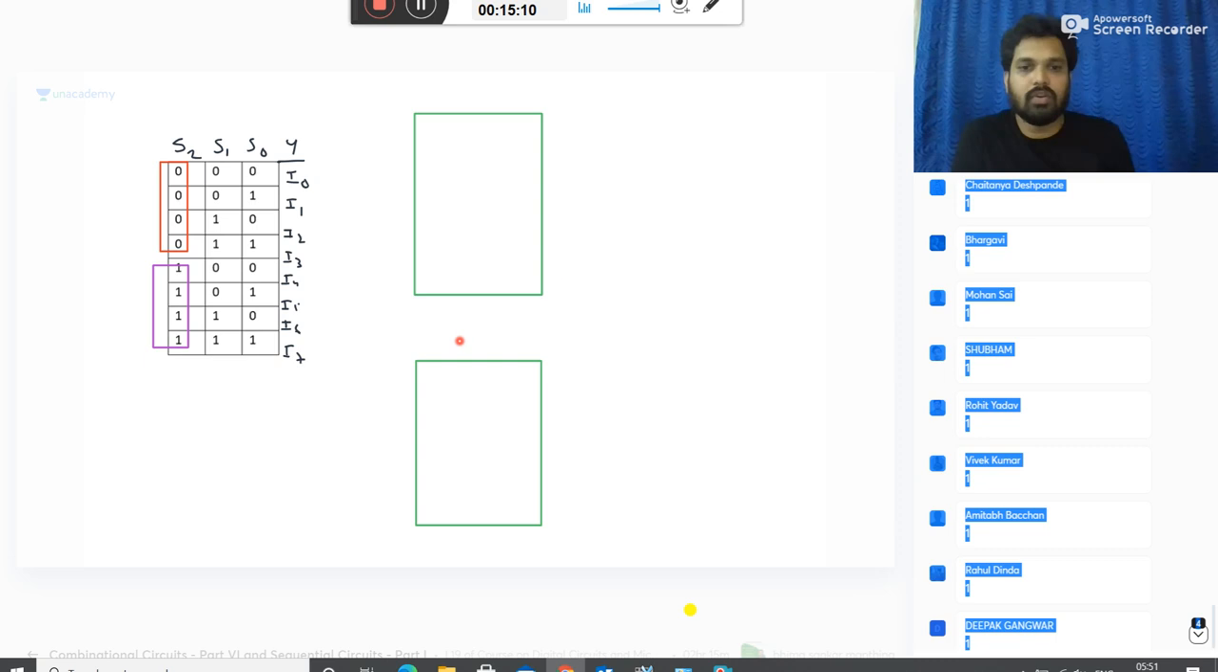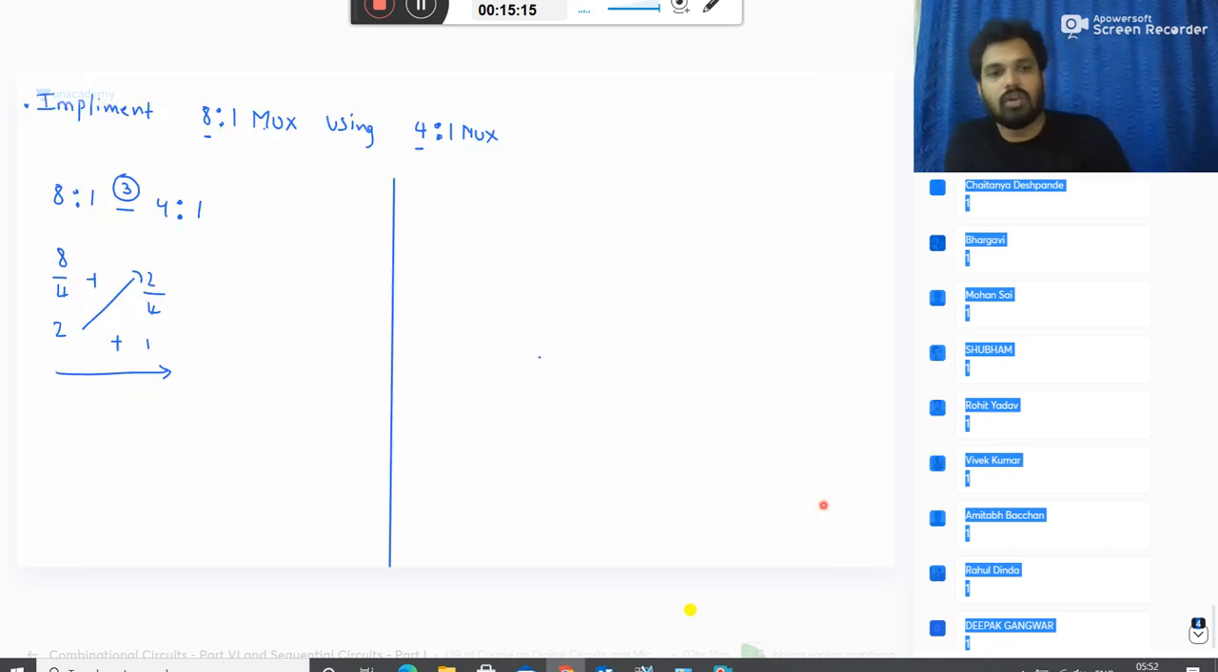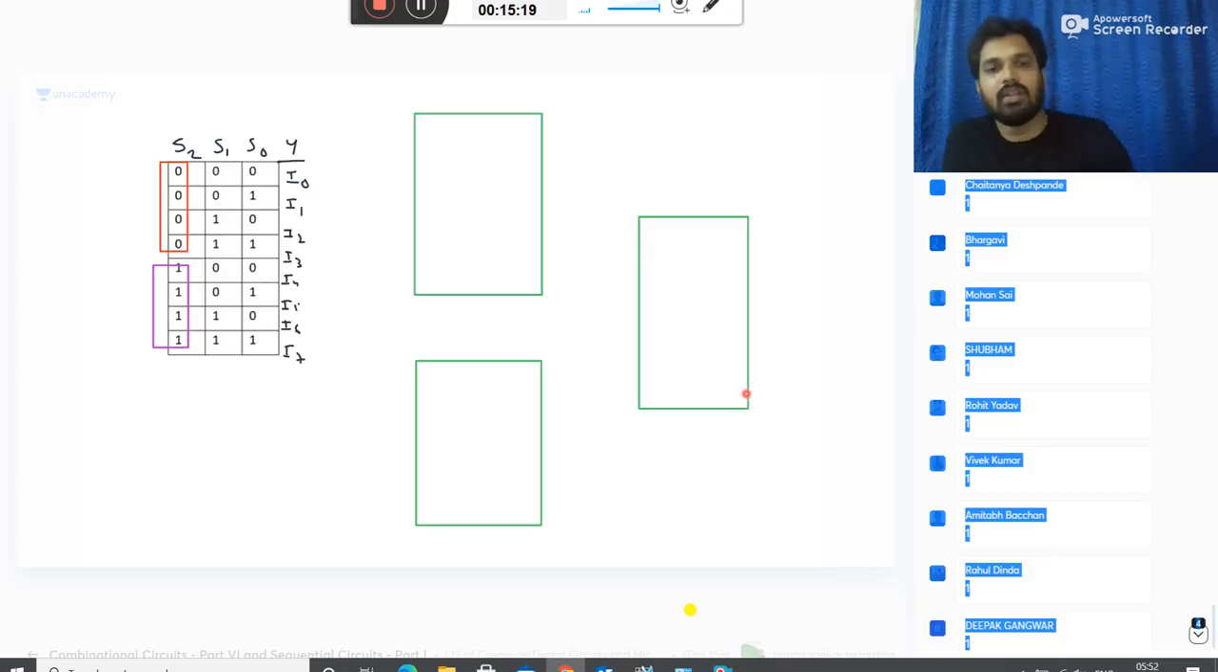You have two 4x1 multiplexers. At the output, you should take one more 4x1 multiplexer. That is what you got in the table. No? 2 plus 1 is 3. So now listen here. 0, 1, 2, 3. 0, 1, 2, 3. So 0, 1, 2, 3. It is a 4x1 multiplexer.